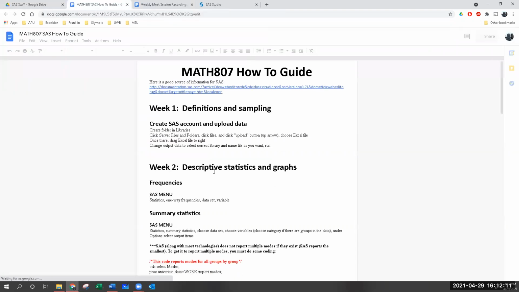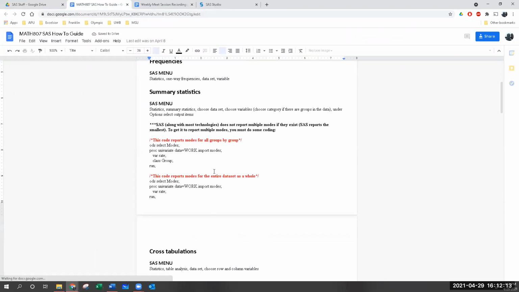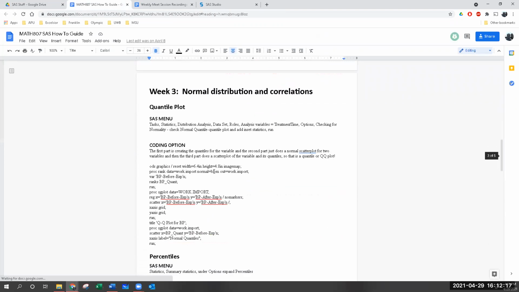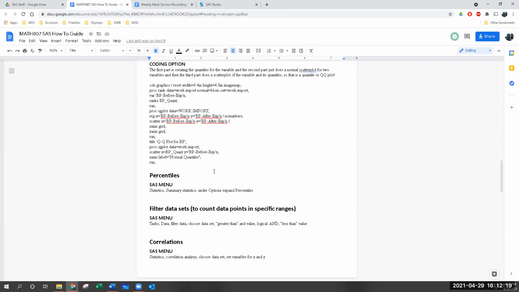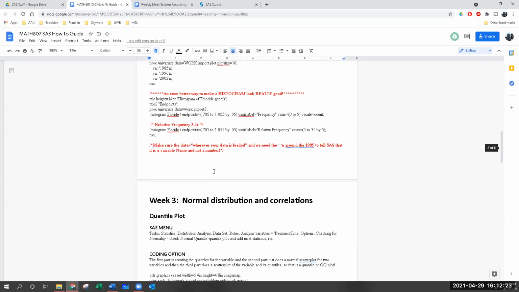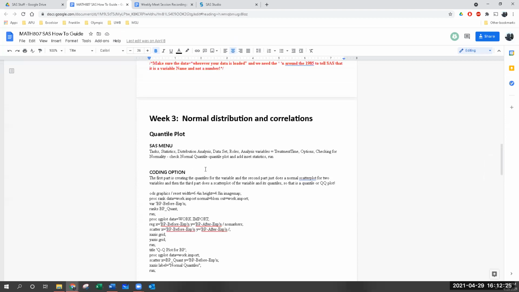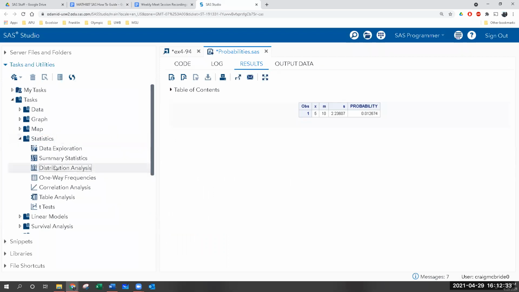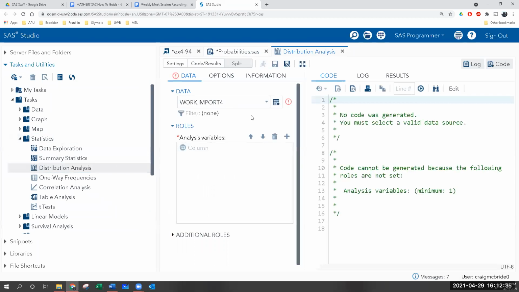So if we go to the how-to guide to remind ourselves how to run a QQ plot, where the heck is it? The QQ plot is distribution analysis, variable toughness. So distribution analysis, option normal distribution with insert statistics. That's all the notes that I had. Yeah, that's what you've got to do: insert statistics.